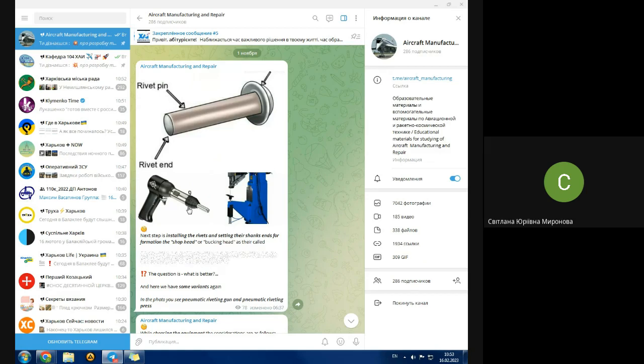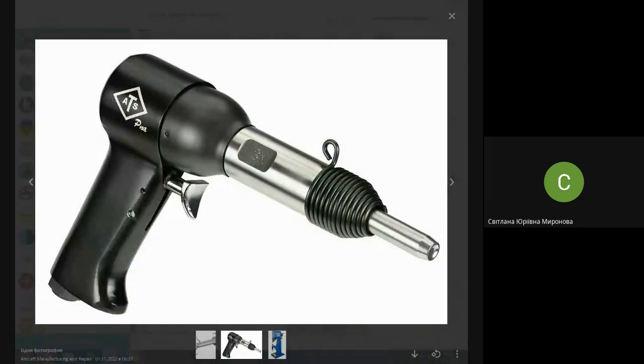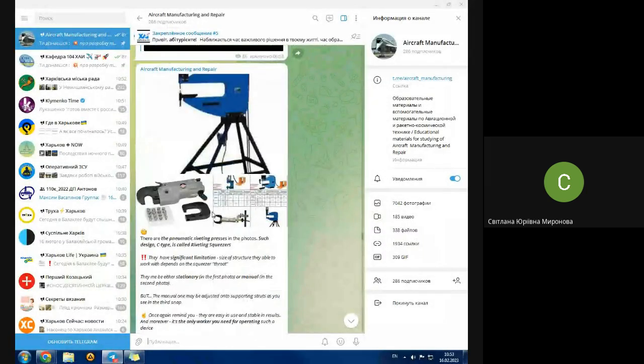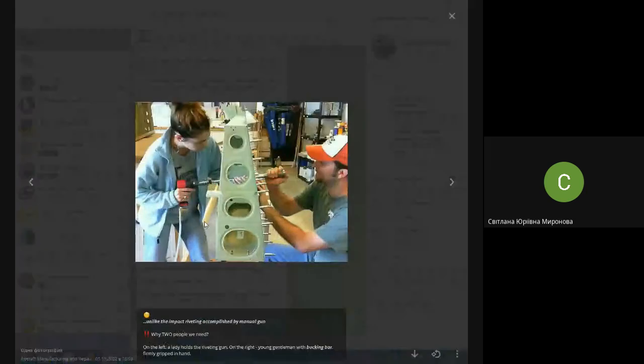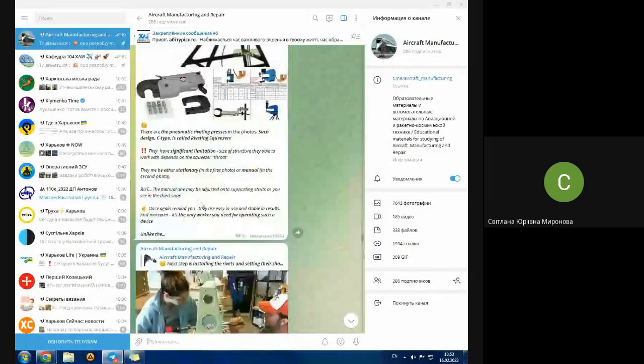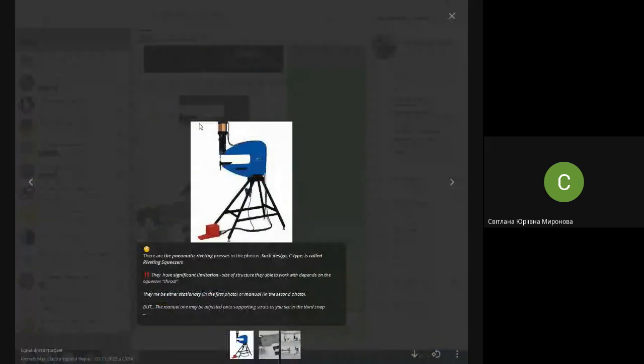And moreover, in this case, you can't use one employee, because when you are riveting something like this, compulsorily one is riveting and another one is supporting this rivet from the other side. While a press may do it on its own.